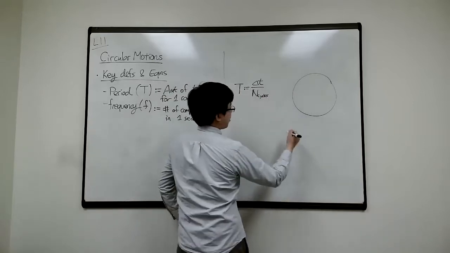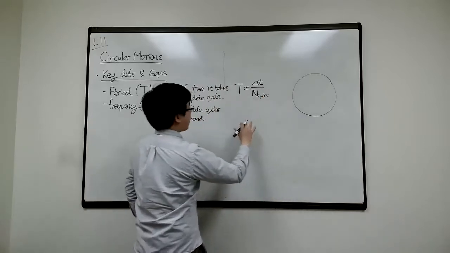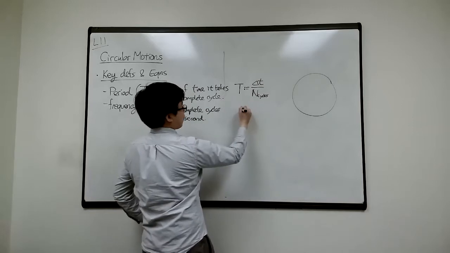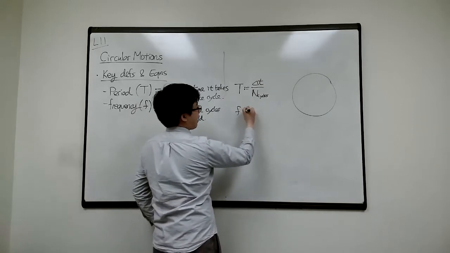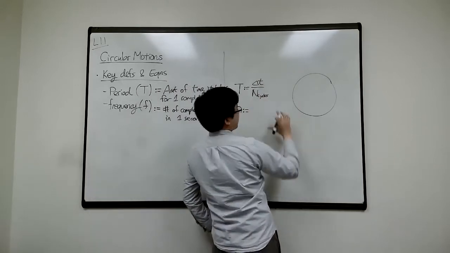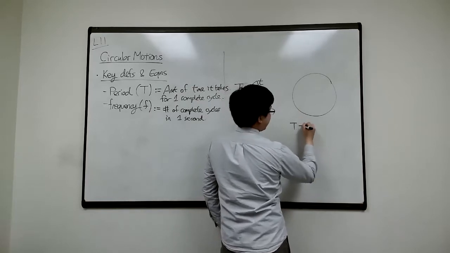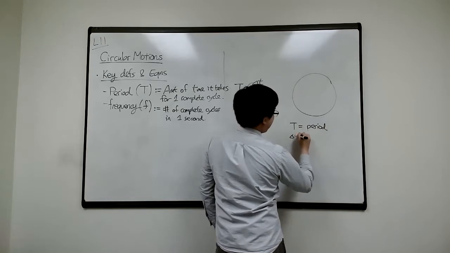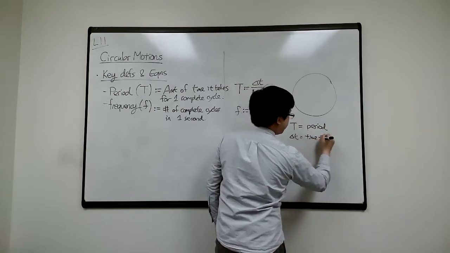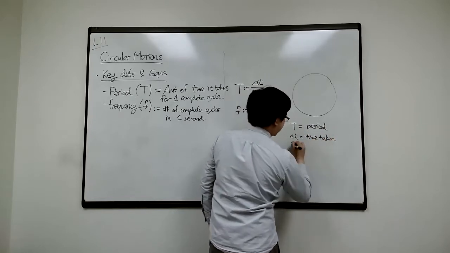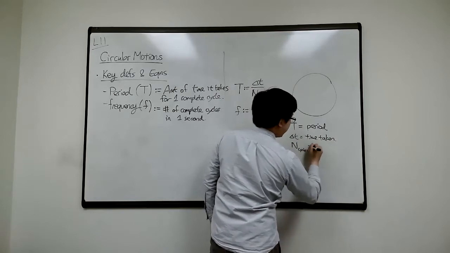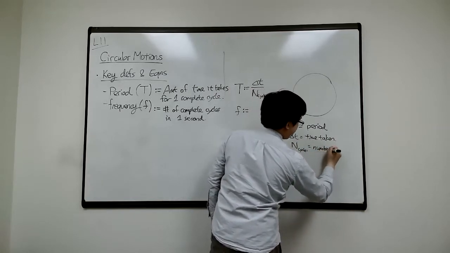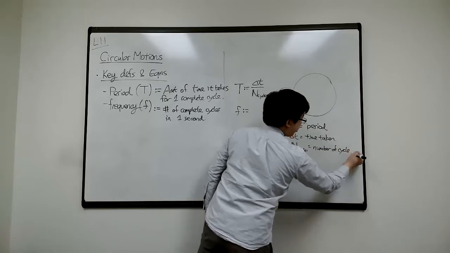So for completeness, if this is an exam, I'll write below. I don't want to write below because I want to write F below it, so you can compare it in a second. But right directly below here, you want to write T, I mean the period, that's what you're asked for. Delta T is the time taken. And N cycles is the number of cycles. Okay, very simple, just add a couple of words.